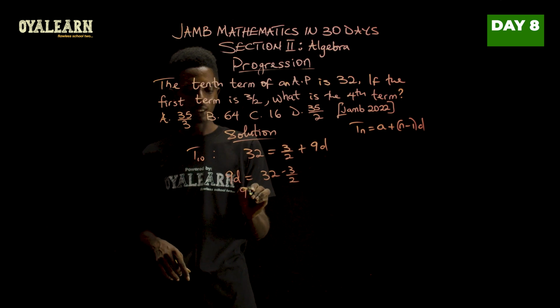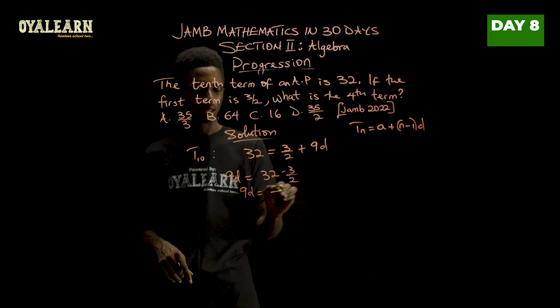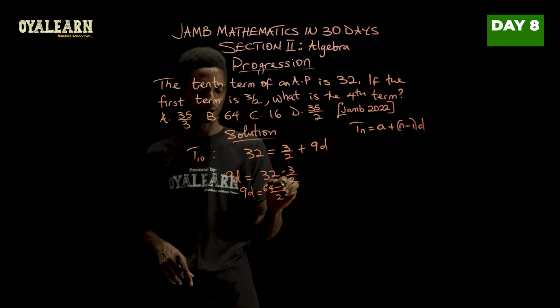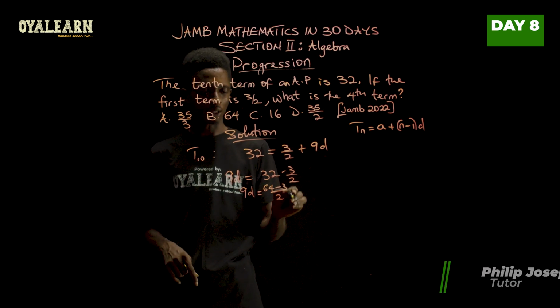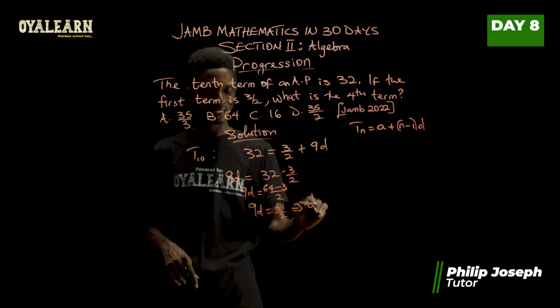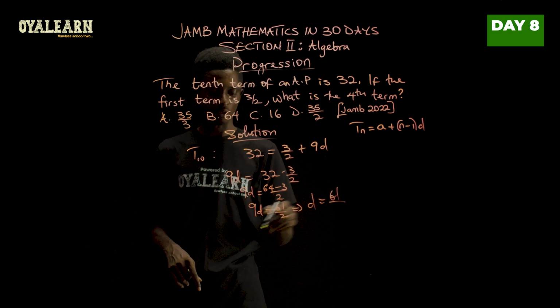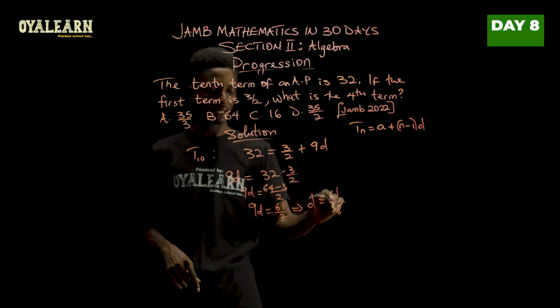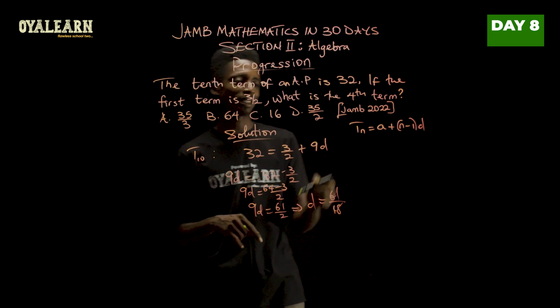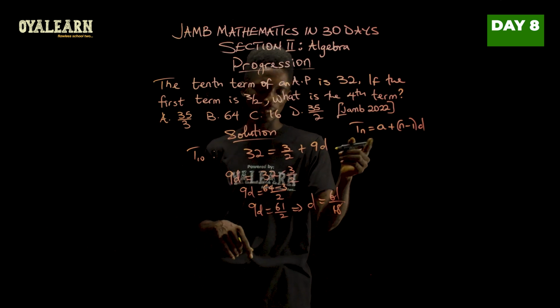So we can then go on to say 9D equals, LCM here is 2, right? So this is like over 1. So 1 in 2 is 2. 2 times 32, we have 64. So this will be 64 minus 3 over 2. So 9D becomes 61 over 2, which implies that D is 61 over 9 times 2 is 18. So now that we have the common difference, we can now find the fourth term using this equation.